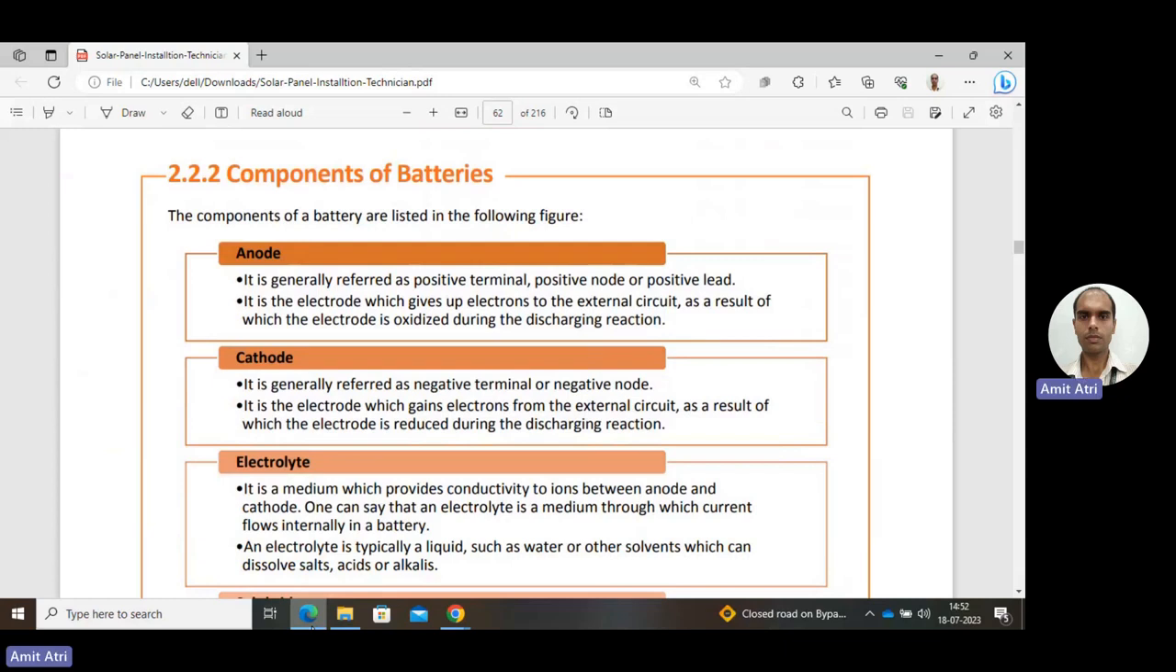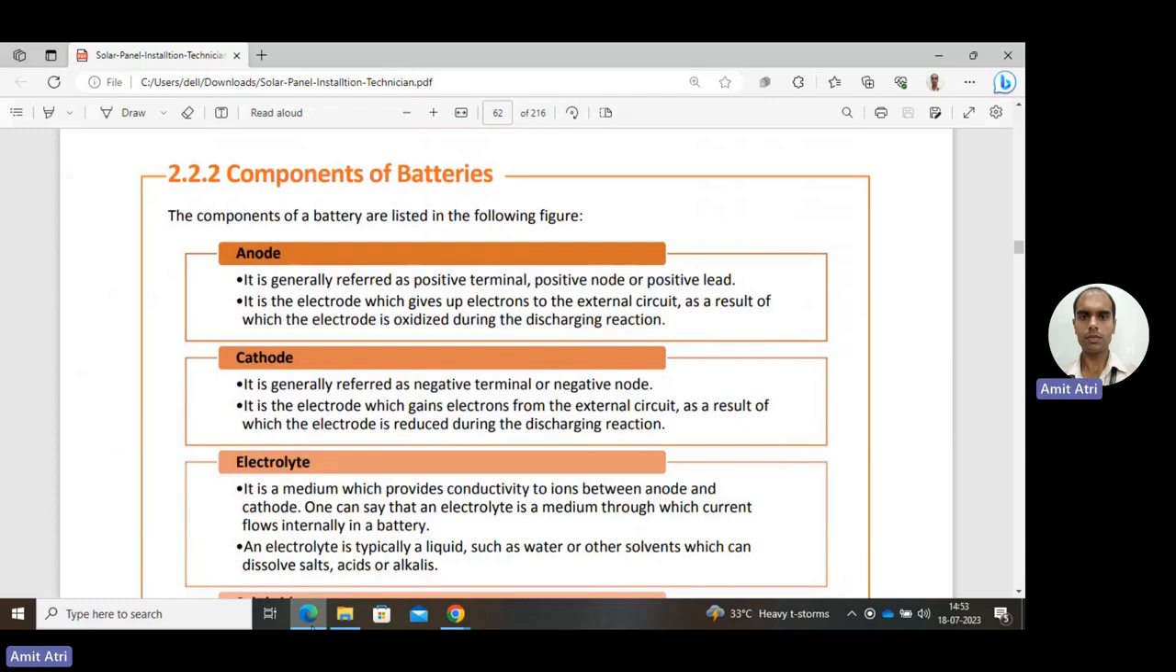Another component is the electrolyte. It is a medium which provides conductivity to ions between anode and cathode. Ions are flowing between anode and cathode, and the electrolyte provides conductivity. So the electrolyte is a medium through which current flows internally in a battery. Externally the current is flowing to the load, internally through the electrolyte from anode to cathode.